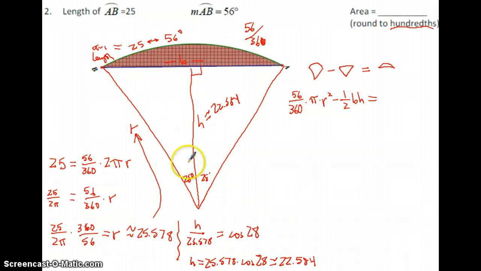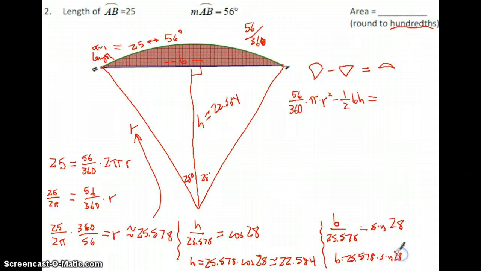and I need to find b here. So b's going to be very similar. B over the hypotenuse, that radius, is going to equal the sine of 28. So b is about 25 point blah blah blah times sine 28, which is approximately, now actually this isn't b. B was supposed to be the whole thing. Let's call this x for now. That's really just going to be half of it, so you've got to be careful. Okay, so this is x, actually.